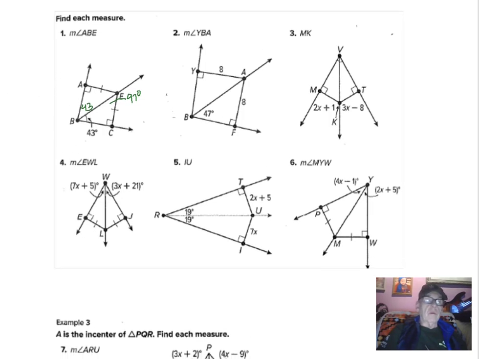We have a right angle here. This gives us a 90. But these two sides are congruent to each other. So they're showing us with this that EC is the same distance from EA. So that means that E must be on an angle bisector since it's equidistant from both sides. And BE must be that angle bisector. So if this angle is 43 degrees, angle ABE also has to be 43 degrees. So we have 43 degrees for angle ABE.